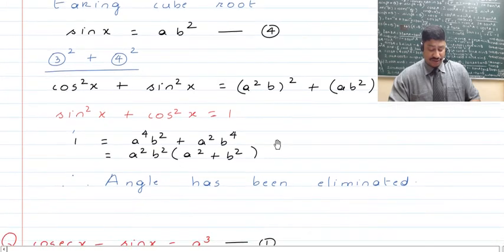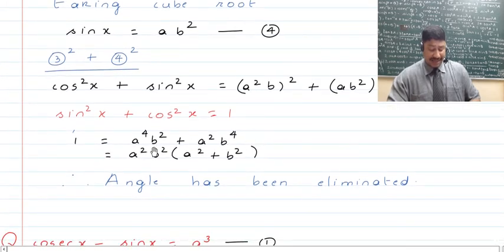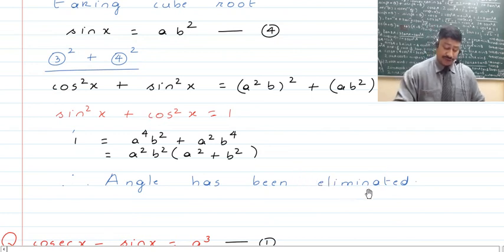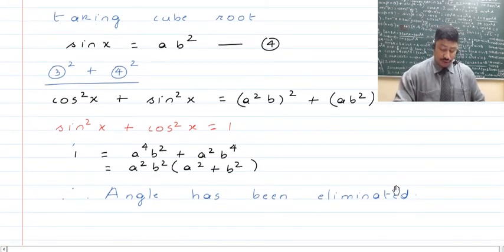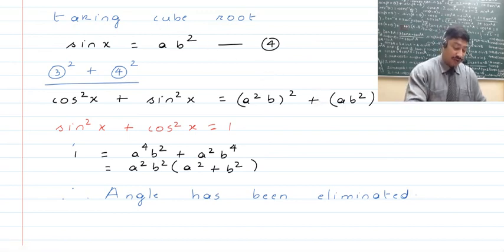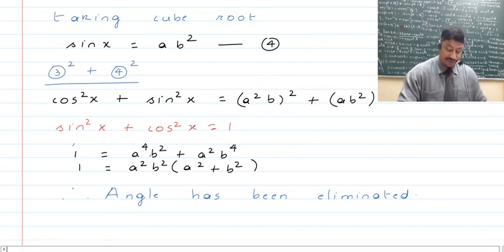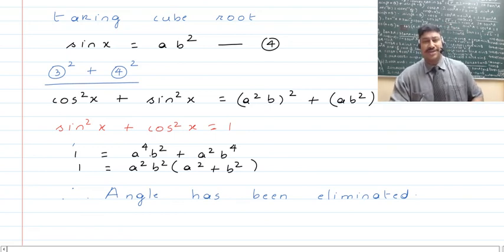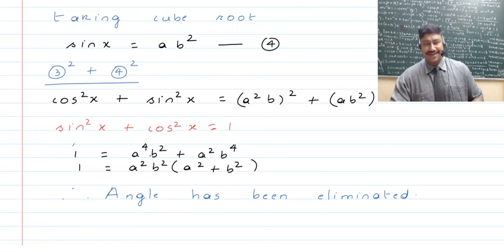As such, on solving this further, we can take a square b square common outside, and then we have a square plus b square inside, and this shows that this equation no more has a trigonometrical identity, right, nor does it have any angle, and thus we can say that the trigonometrical identity has been eliminated and the angle also has been eliminated. And this is, children, what you had to do in the sum. So is everybody clear about this sum? For sure. That's good, children.